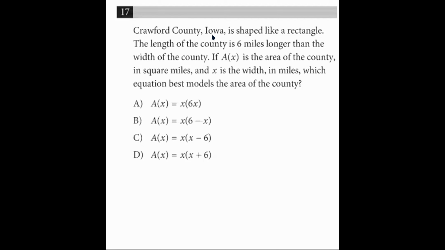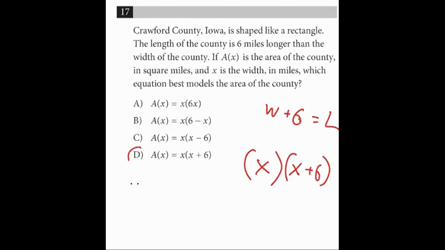Okay, so question 17, we have the length is 6 miles longer than the width. So we have width plus 6 equals the length. And so if A is the area and X is the width, which of the following models the area? So if X is the width, then we have width times the width plus 6, so X times (X plus 6). This gives us the area, in which case that would be answer choice D.